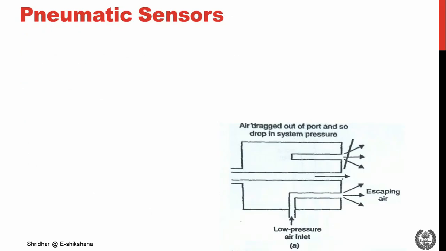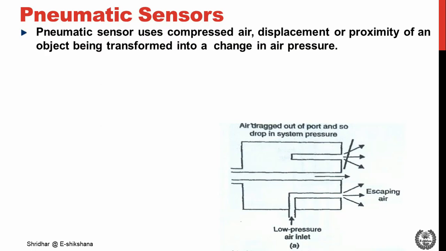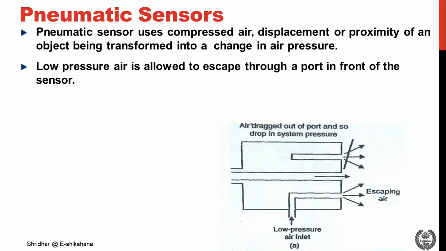Next, we'll discuss the pneumatic sensor. The arrangement of a pneumatic sensor is shown in the diagram. It involves the use of compressed air, with displacement or proximity of an object being transformed into a change in air pressure. The low pressure air is allowed to escape through the ports in front of the sensor.